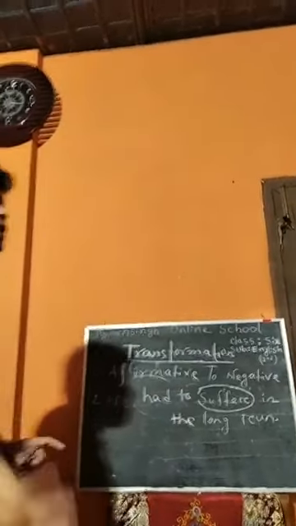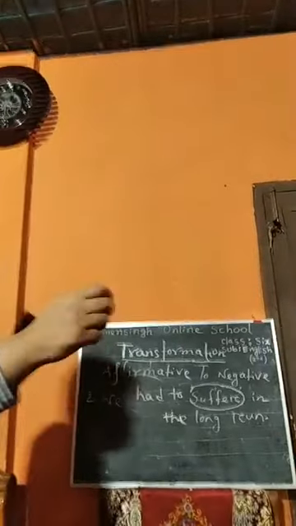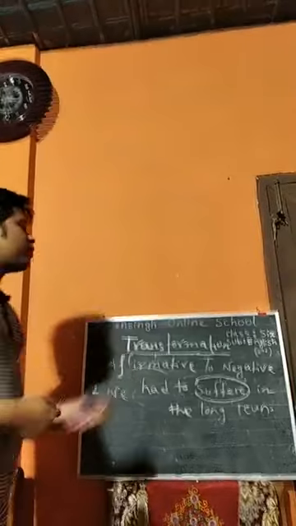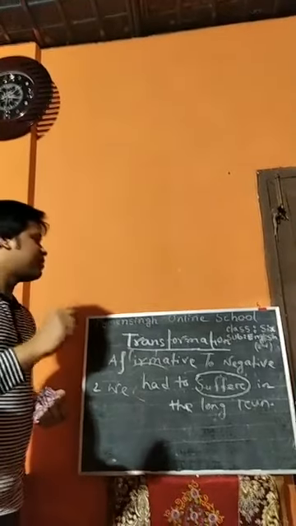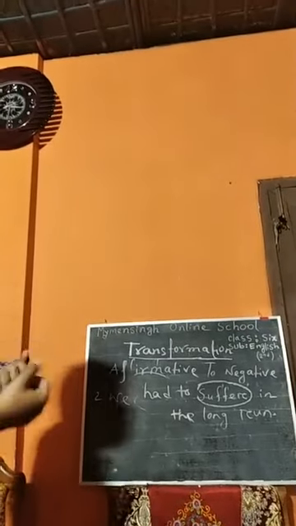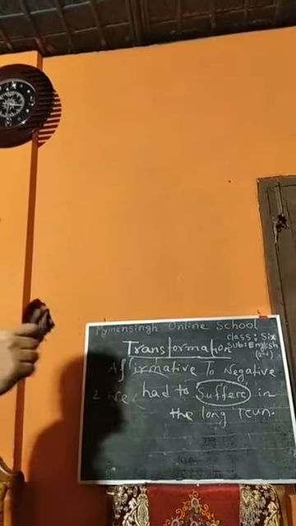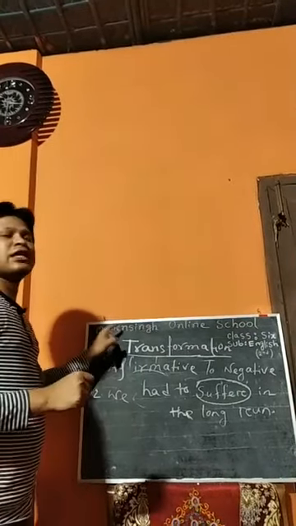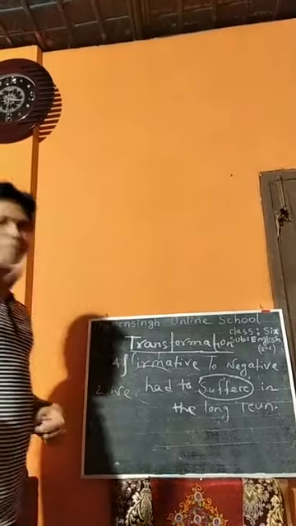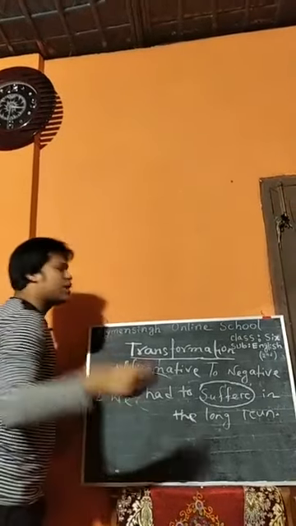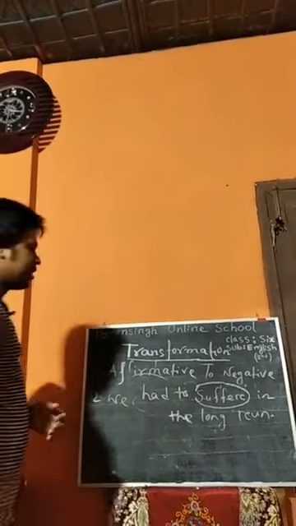One by one, I will make clear all the rules and all the tactics: how can we transform an affirmative sentence into a negative sentence easily, and how can we get full marks in this topic? Just keep your eyes on Mymensingh Online School. I hope I will make it clear to you. I will help you to clear it. Now we are going to rule number three.